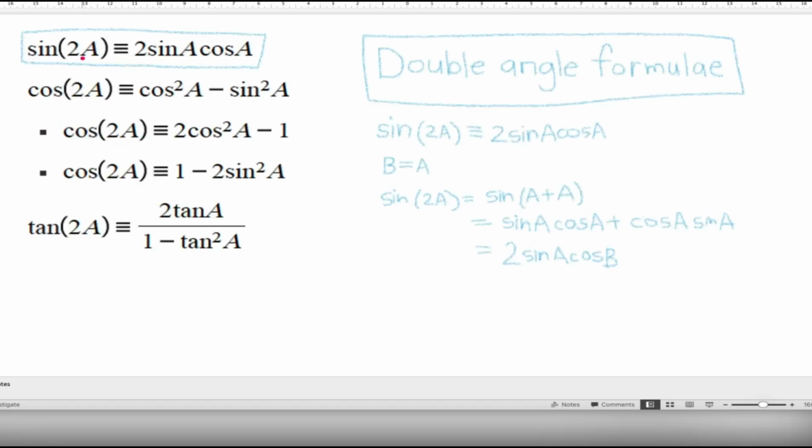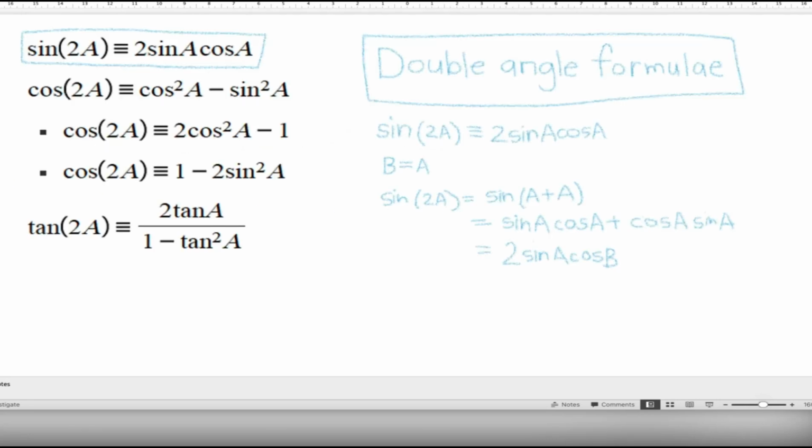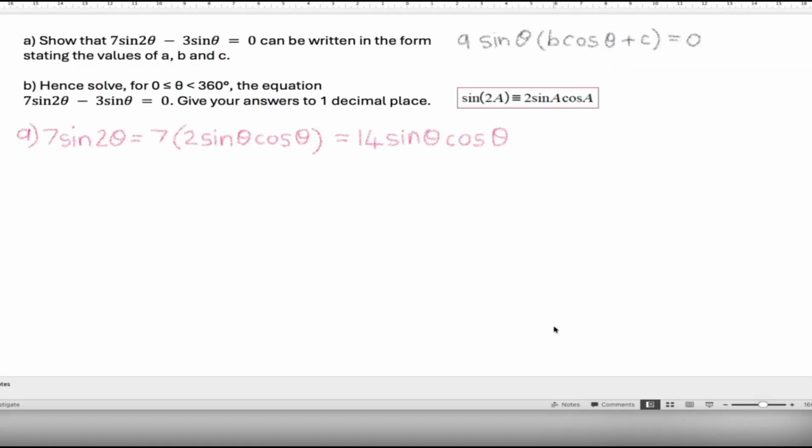Now remember, here we have a double angle. We are going to use the double angle formula for sine. I'm going to write this out as 7 times 2 sine of theta multiplied by the cosine of theta, and that is equal to 14 sine of theta multiplied by cosine of theta. So what we did is we used the double angle formula for sine. It's this formula over here.